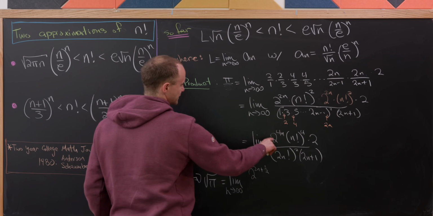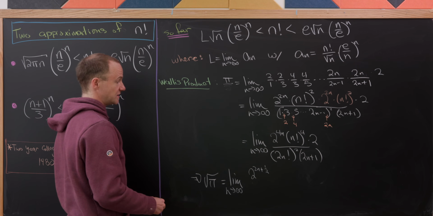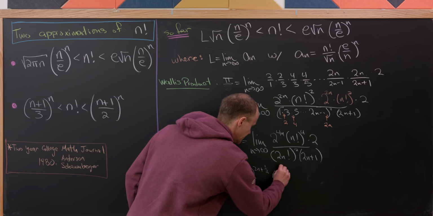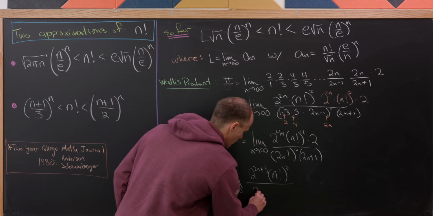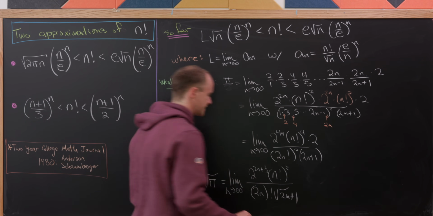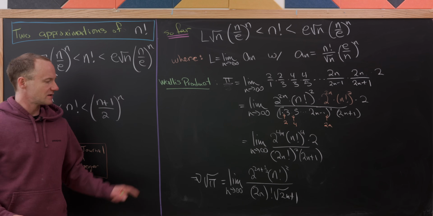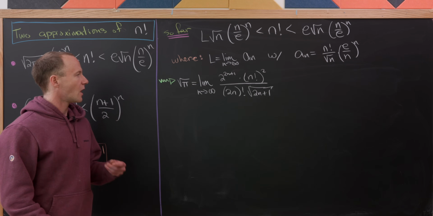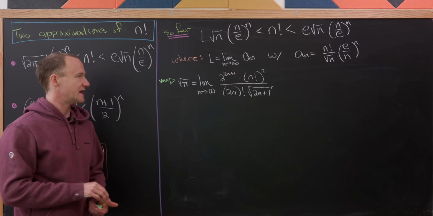We get that from putting the 2 to the 4n and the free 2 on its own, times n factorial squared over 2n factorial times the square root of 2n plus 1. Okay, so now let's see what we can do with this limit. So this is where we just ended up.